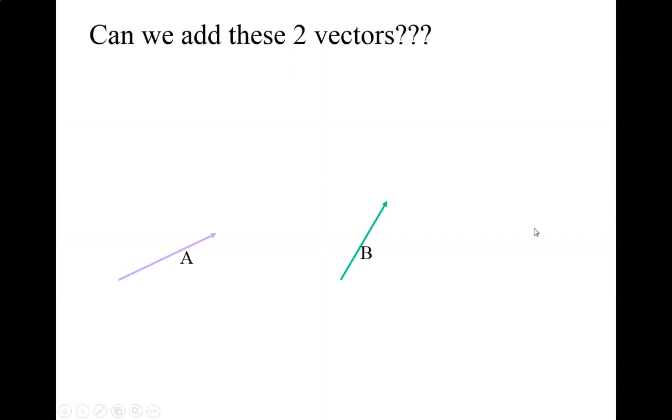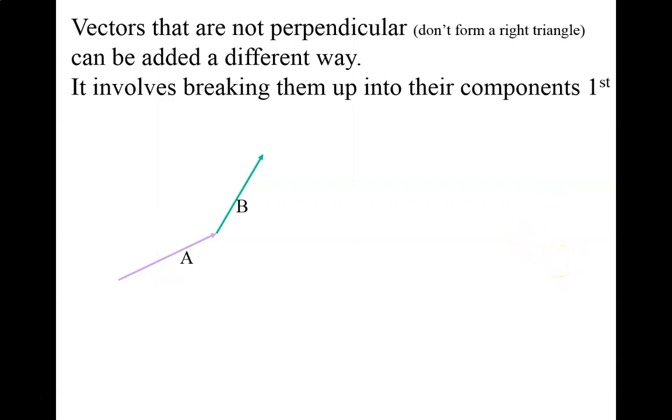Now, we've added vectors that were perpendicular very easily. Vectors that are not perpendicular require a little bit more work. We had to use the law of cosines, but we can also use a different method, and this is the one that I'm more interested in you guys learning. So yes, we can add these vectors. We cannot use Pythagorean's theorem, but this is how we're going to add them. You're going to take the vectors and break them apart into components.